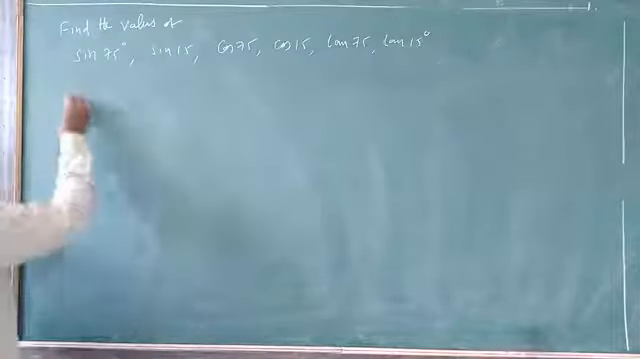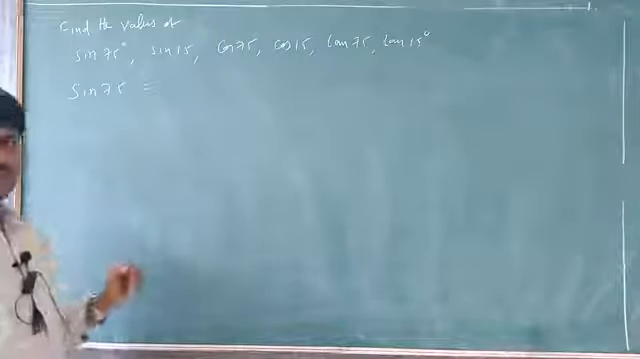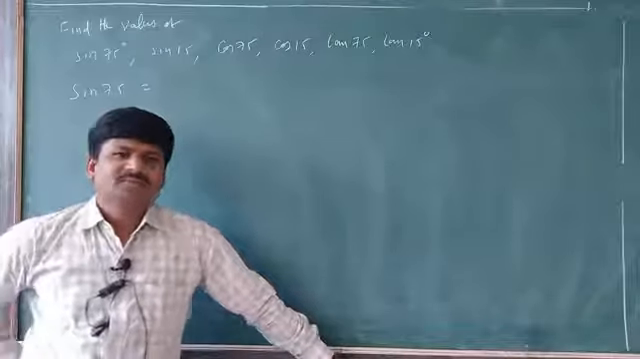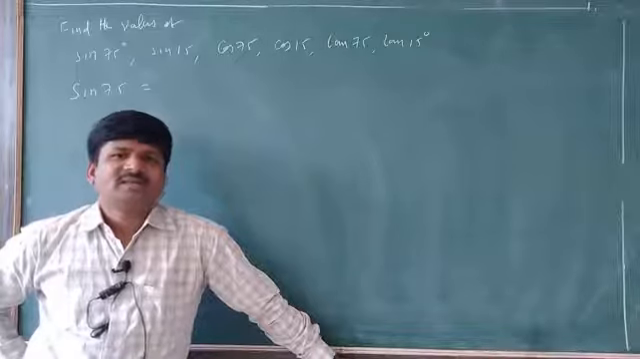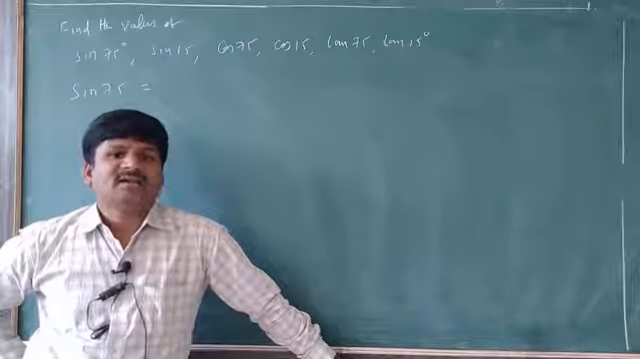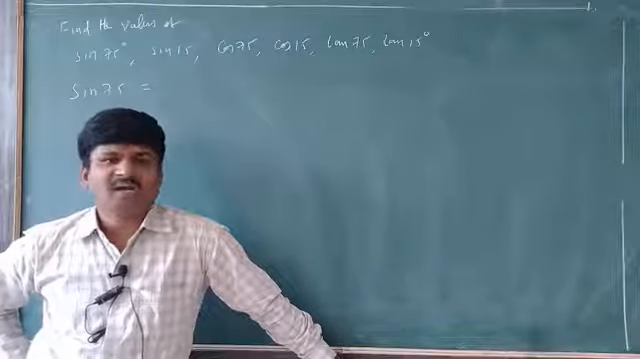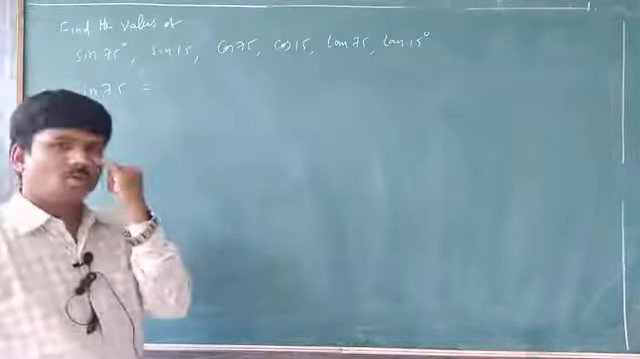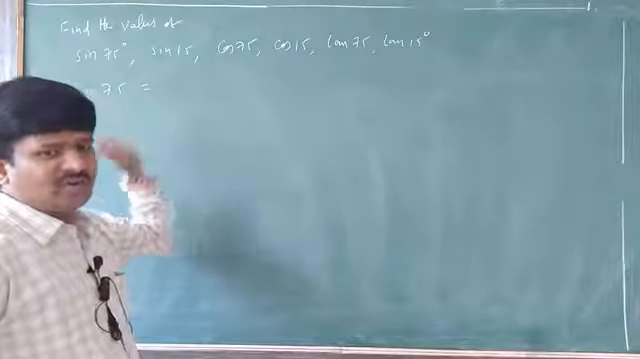How can you find sin 75 here? Actually, for sin 75 there is no direct value. But we do have some values. What are they? Sin 0, sin 30, sin 45, sin 60, sin 90, sin 180, sin 270. These are the values we have, but we don't know the value of sin 75 degrees, so we have to find it.